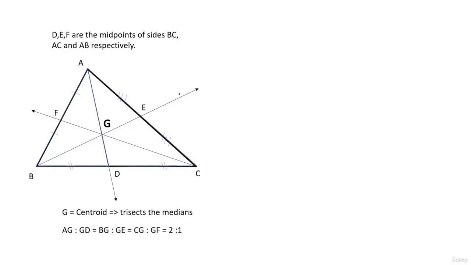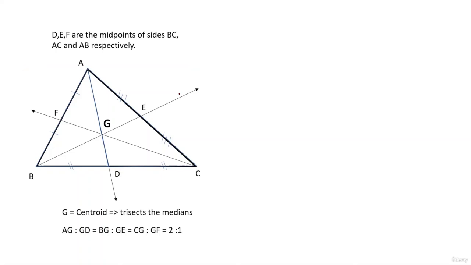Now here we have seen that when we studied medians, I am drawing AD, BE, and CF. They are the medians in this case, right? And we basically saw that D is the midpoint, F is the midpoint, and E is the midpoint. They meet at a point G. It's called a centroid. Centroid trisects the median. We'll study that also, and we'll prove it actually right now, why the centroid trisects the median.